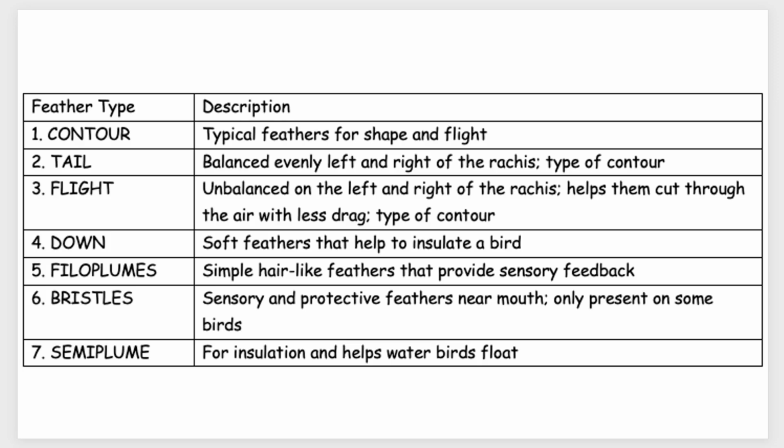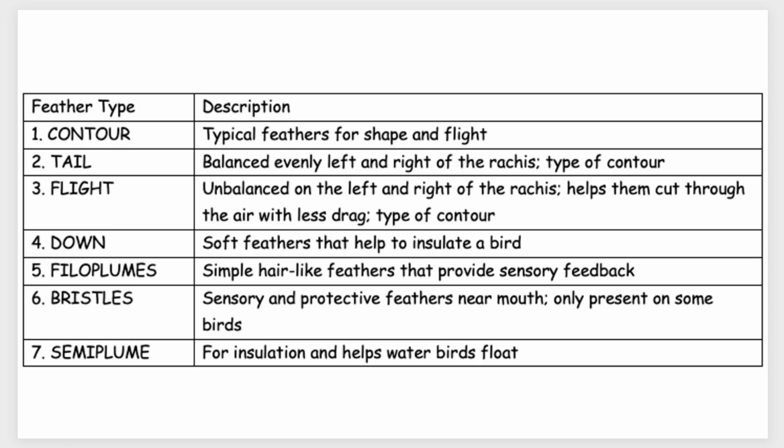Some feather types. There are contour feathers. So this would be your usual feathers that are good for flying. Then you have tail feathers. Those are more balanced evenly on the left and right. And that is a type of contour feather. Then you have a flight feather, which is unbalanced on the left and right, helps them cut through the air with less drag. It's a type of contour.